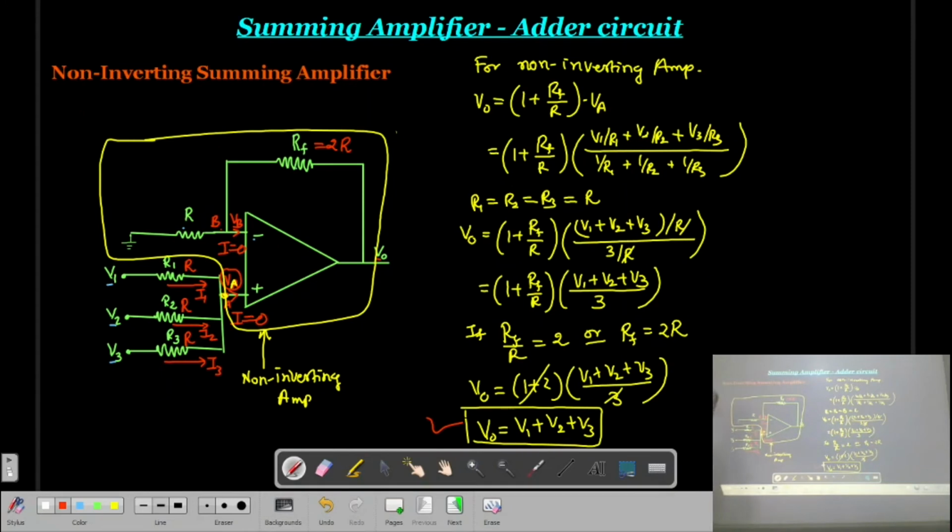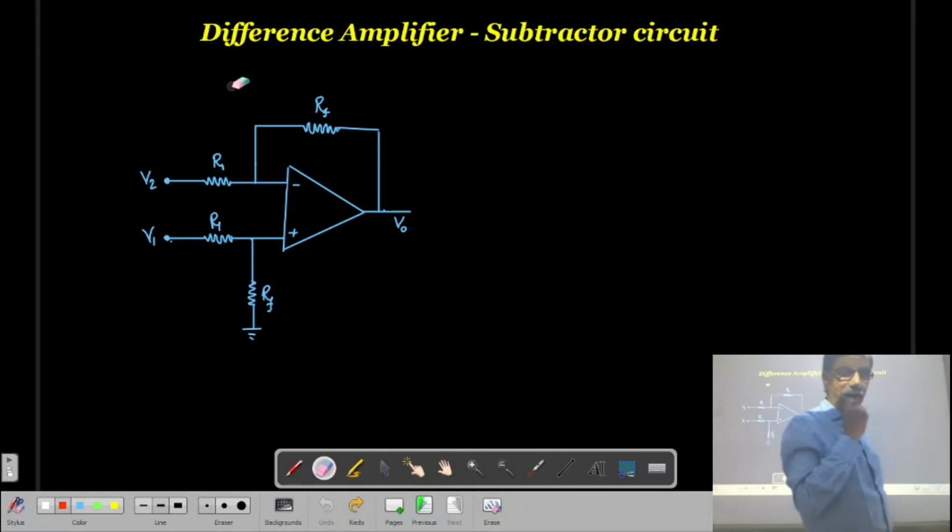Okay. Now we will discuss one more application. Now instead of addition, if you want to subtract the two voltages, then that kind of circuit is known as a difference amplifier, or it is also known as a subtractor circuit. This is a difference amplifier where we are taking a difference of the two voltages V1 and V2. It is also known as a subtractor circuit.